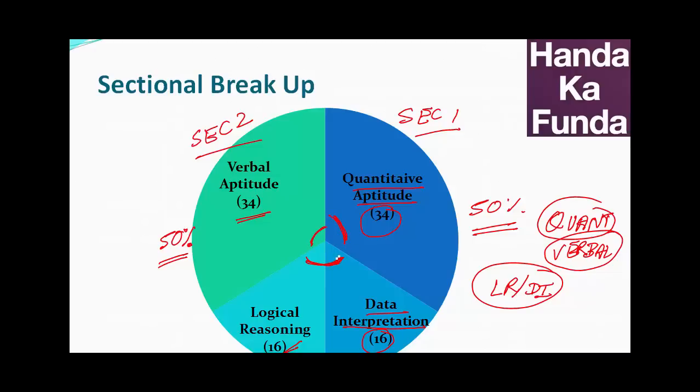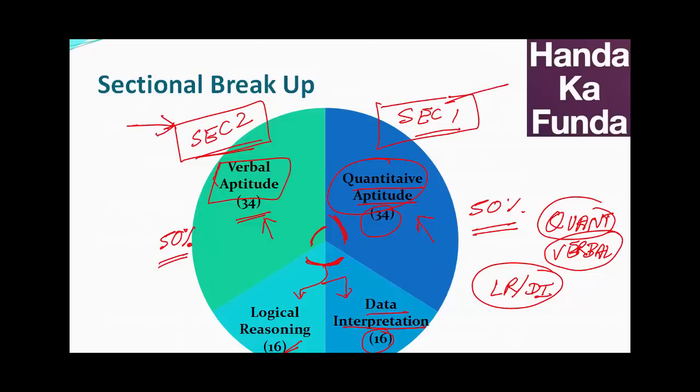Probably this is the first pointer that you should keep in mind in your preparation: the amount of time that you are dedicating to quant and to verbal is probably the same amount of time that should go to LR and DI. If you do that in your prep, you will be able to perform well in the exam also. Please note, no one asks you what your percentile was in quantitative aptitude. No one will ask you whether you cleared the verbal cutoff or not. The college is interested in whether you cleared the section 2 cutoff or not, whether you cleared the section 1 cutoff or not. So when you are preparing, even when you are giving mocks or whatever you are doing with respect to CAT prep, keep in mind that you need to perform well in section 2, you need to perform well in section 1.